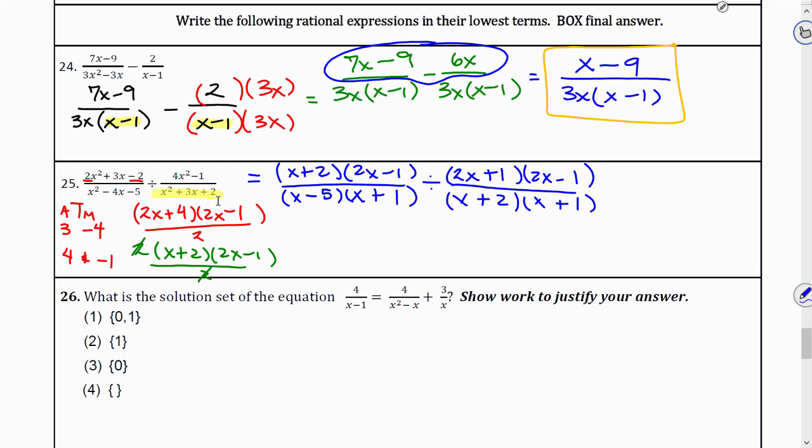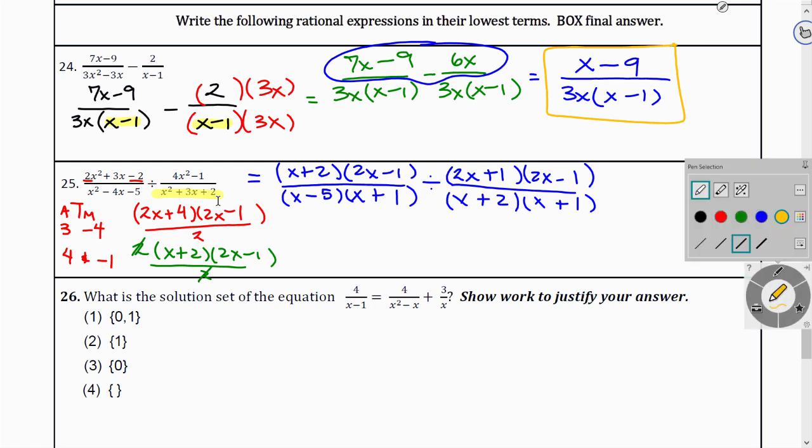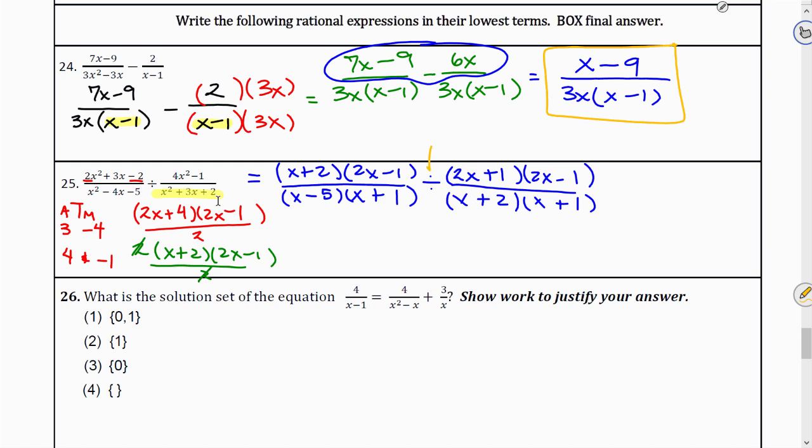Okay, so next, if we think about what does division mean, well, how do you do division with fractions? It's where you multiply by the reciprocal, so you flip over the second fraction. This fraction right here, I'll flip it over and change it to multiply. So I'll rewrite this. I have x plus 2 and 2x minus 1 over x minus 5, x plus 1. I will flip over this fraction, x plus 2, x plus 1. Whoops, my hand slipped.